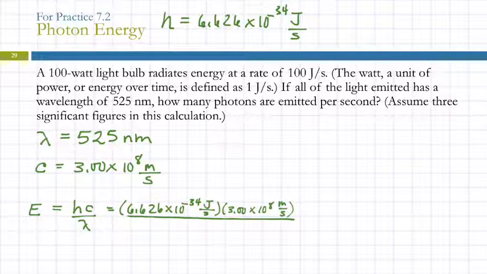is nanometers going to work there? No, we need meters. So we'll do that same thing we did in the previous problem. 525, instead of writing the prefix nano, I'm going to write what it means. 525 times 10 to the minus 9 meters. So how are these units going to work out? Well, the meters are going to cancel out, right? Then I'm going to end up with joules per second squared. Did I do something wrong?